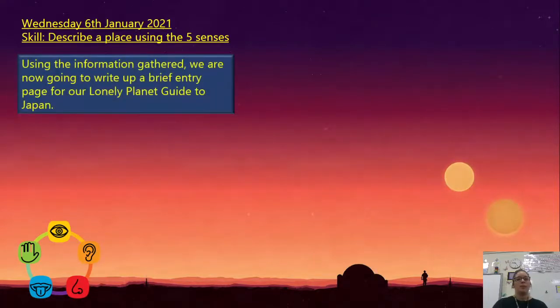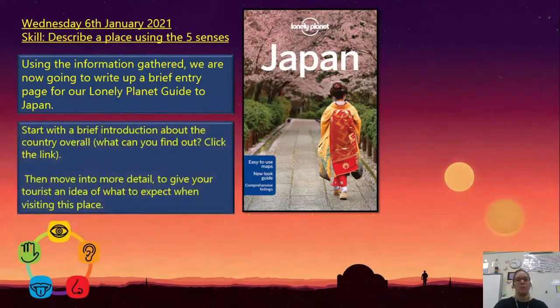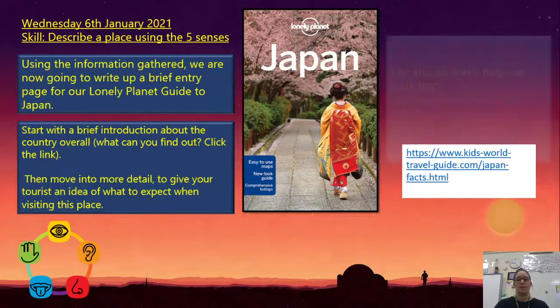Okay, so we're going to write a brief entry page for our Lonely Planet Guide to Japan. So we're just going to write a brief introduction today, just a paragraph. We're going to have a quick look at this together. You might want to make some more notes to help you with your introduction. Okay, so let's have a look.